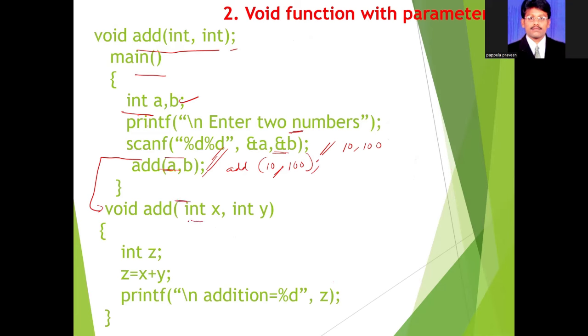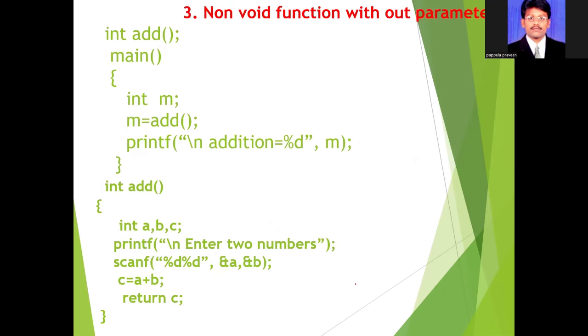Now x is the formal argument, a is the actual argument. Now 10 is assigned to x. y is the formal argument, 100 is assigned to y. So x value is 10, y value is 100. So you take a local variable z equal to x plus y. X plus y, what is the value? 10 plus 100, 110. This value is assigned to z. So you print z equal to 110. This is the parameter, no return value. We don't want to send any value from called function to calling function.